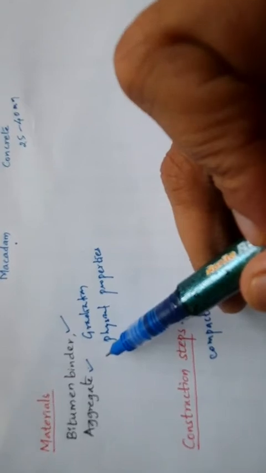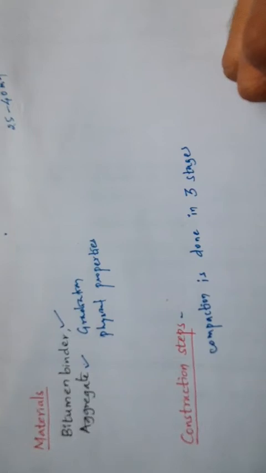The binder content or bitumen grade recommended for paving depends upon the highest daily mean air temperature. If it is less than 20 degrees Celsius, then we go for VG10. If it is between 20 to 30 degrees Celsius, we go for VG20, that is viscosity grade 20. If it is more than 30 degrees Celsius, then we go for VG30 or VG20.